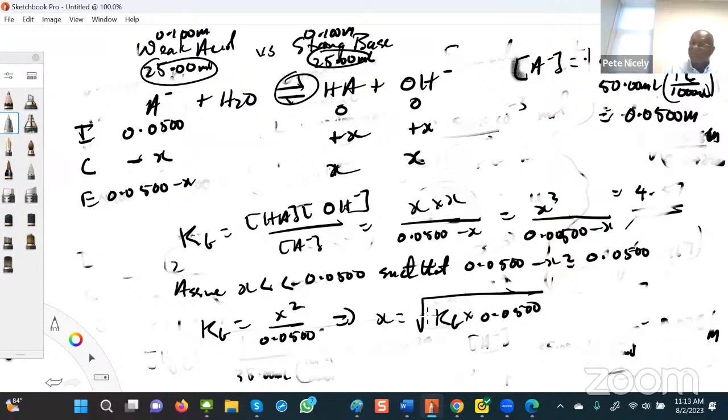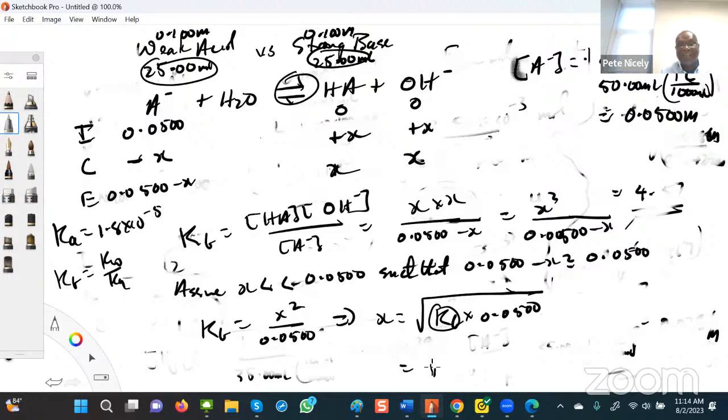Now here's the thing. There's no such thing, or no, let me not be that absolute. In the table that you're given, you will not find the Kb of the acetate ion, but you will find the Ka of acetic acid, which is equal to 1.8 times 10 to the minus 5, right? So therefore we know that Kb is equal to Kw divided by Ka. So we can basically replace Kb here with Kw divided by Ka times 0.0500.